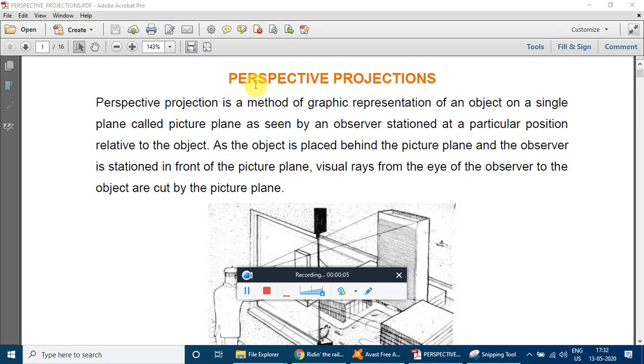Today we are going to see perspective projections. And the agenda for today's topic is what perspective projection is and what its types are, and we are going to see one basic problem to approach it.